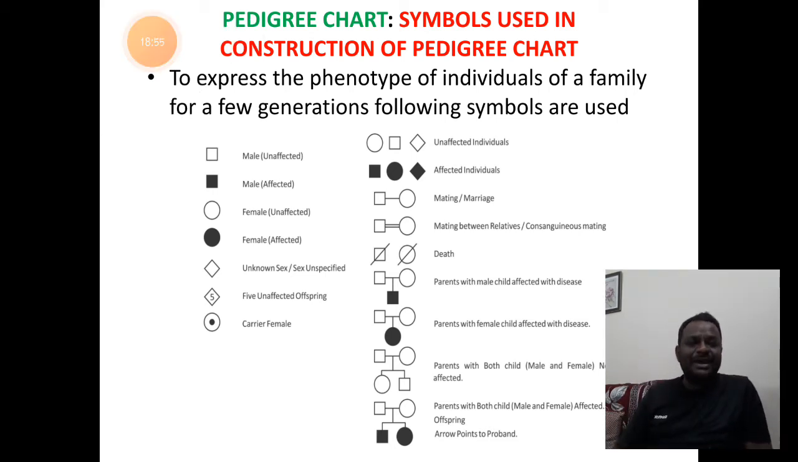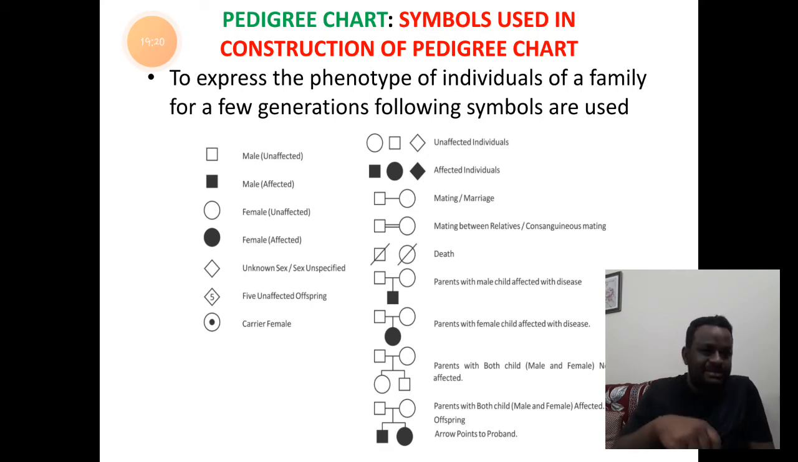So between two normal parents, when the mating occurs, they give birth to a son who is affected. The next symbol indicates that the child is an affected female. So a daughter is born for them who is affected with the disease.